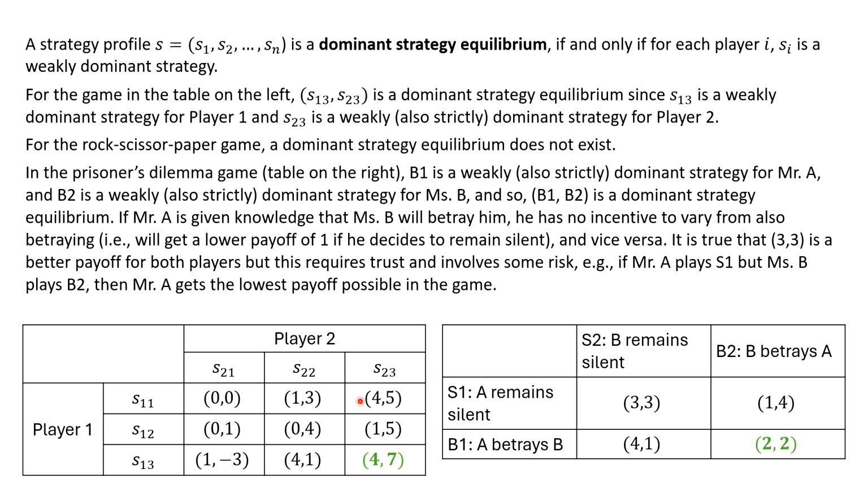We can see here 5 is greater than 3, is greater than 0. 5 is greater than 4, is greater than 1. And 7 is greater than 1, greater than minus 3.